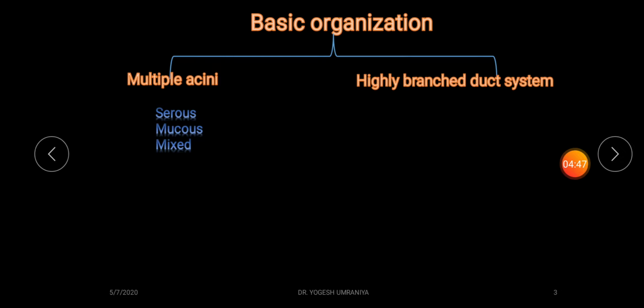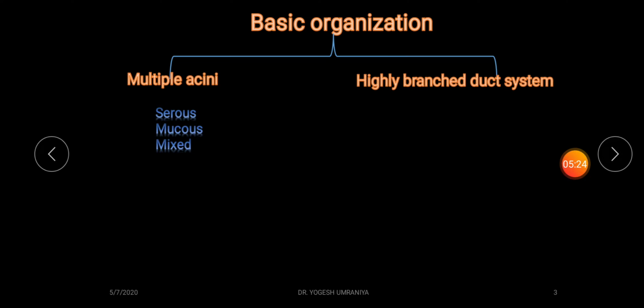And the most peculiar feature of this mixed gland is the serous demilune, the half moon shaped cap over the mucus acini formed by the serous cells, that is termed as the serous demilune. We will see how the serous demilune is formed in a later slide. So, according to the secretion, serous, mucus and mixed types of acini are there.